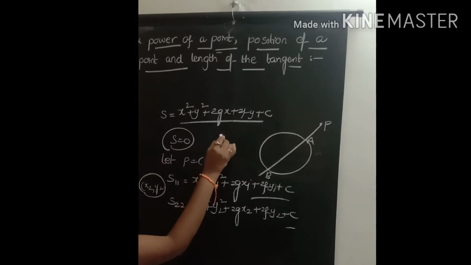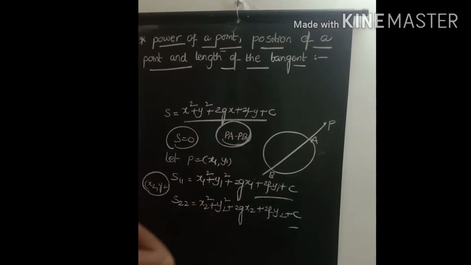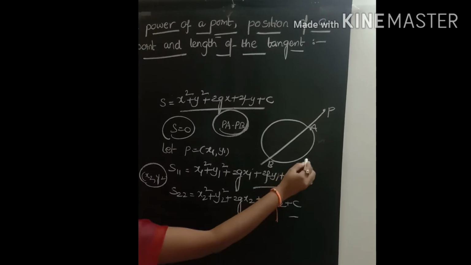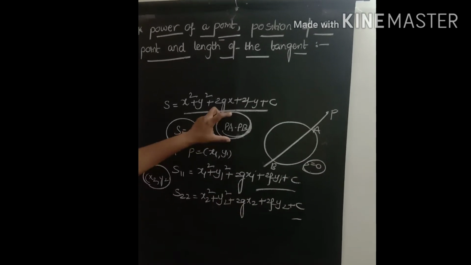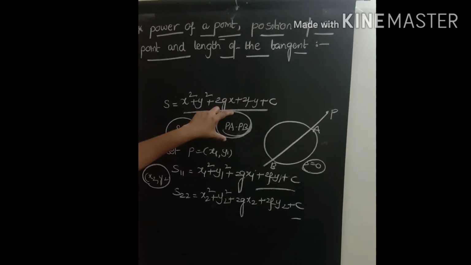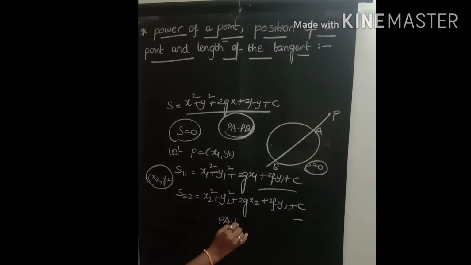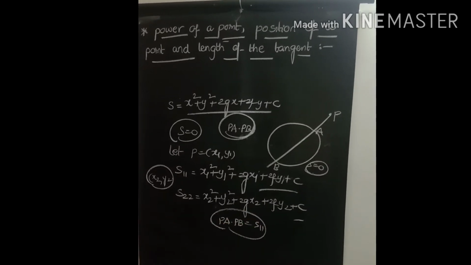Now the value PA into PB is called the power of the point with respect to the given circle. For example, suppose the equation of this circle is S equals 0. Now PA into PB is called the power of the point and the value of PA into PB is equal to S11. S11 is equal to the power of the point.